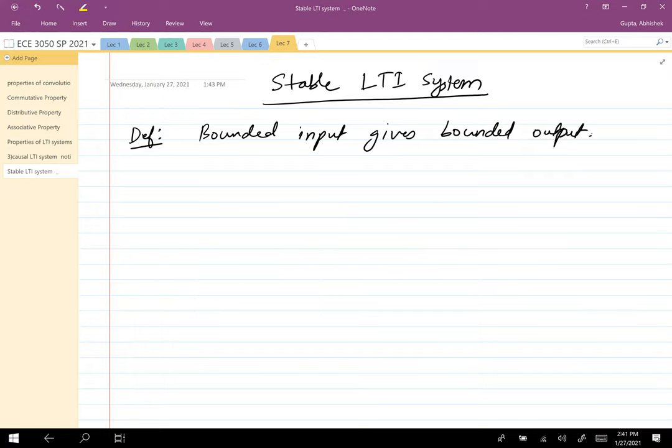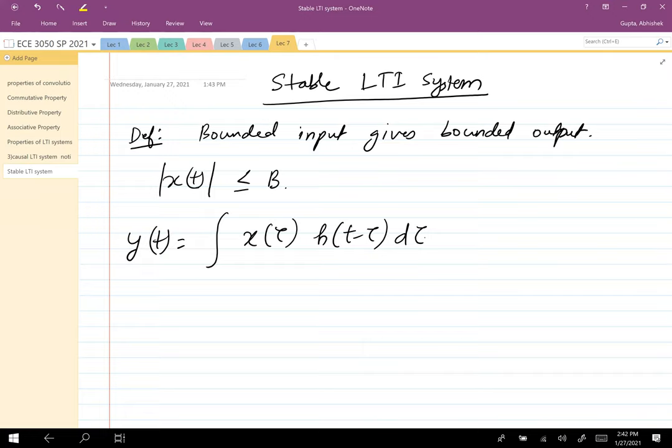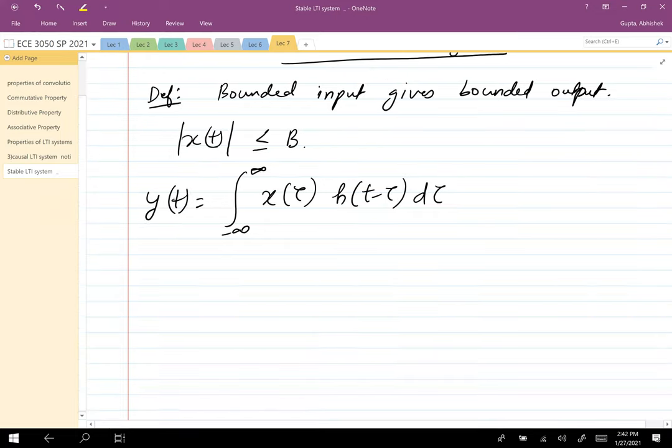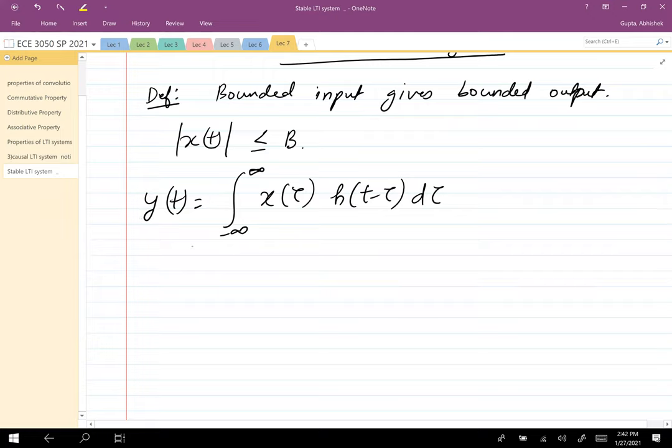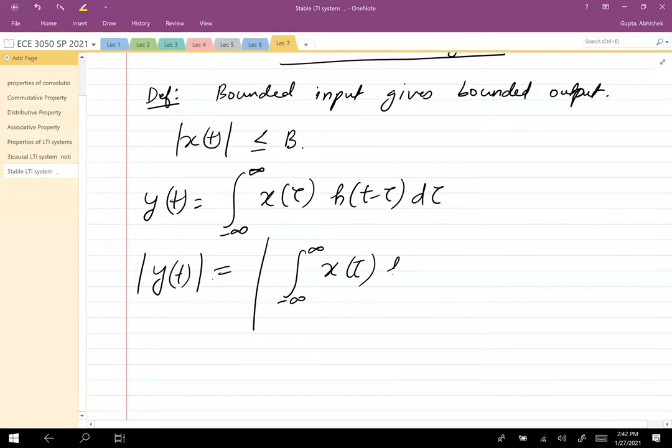Okay, so let's look at it this way. My x of t is the input, and my x of t is bounded, less than or equal to capital B. Now, what is my y of t going to look like? It's the integral of x of tau h of t minus tau d tau, and this goes from minus infinity to plus infinity. And I want to show that my output is going to be bounded. So if I want to show that my output is bounded, I have to take the absolute value of y of t, which is the absolute value of this integral.